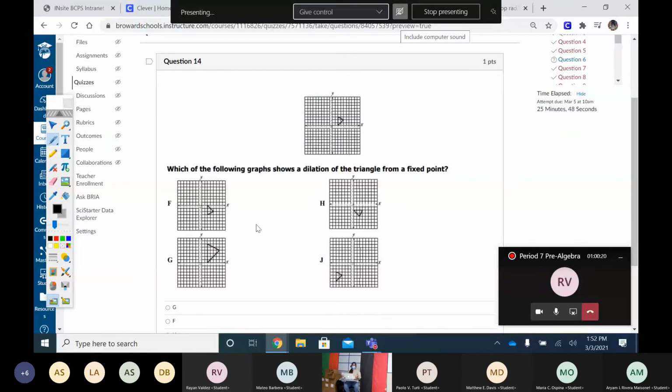Oh my gosh. I shouldn't help you with this one at all. When you get your pupils dilated, dilation means it gets bigger.